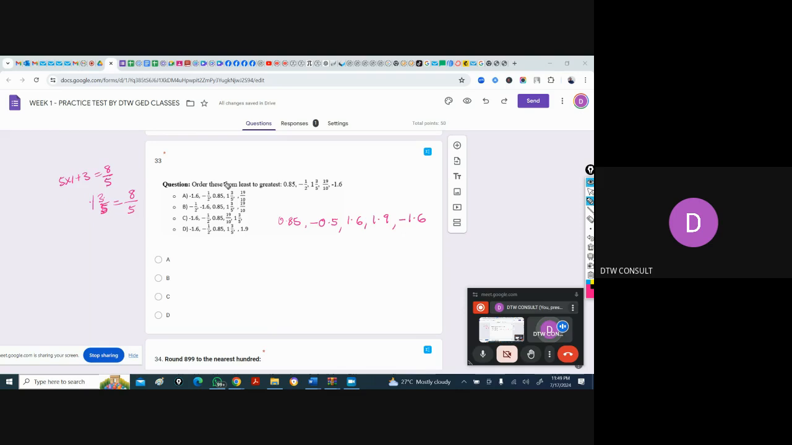Yes. So now we have to arrange this from the least to greatest. That's from the smallest to the biggest. So we have negative numbers here. Remember our number line, when this is 0, this is positive 1, positive 2, positive 3, and this is negative 1, negative 2, negative 3. So the least to greatest is from this direction on our number line. Where does 1.6 fall? 1.6 falls somewhere here, right? Is everyone with me?